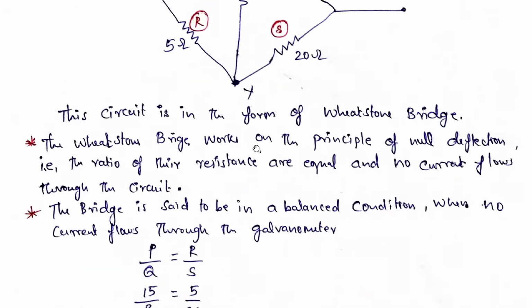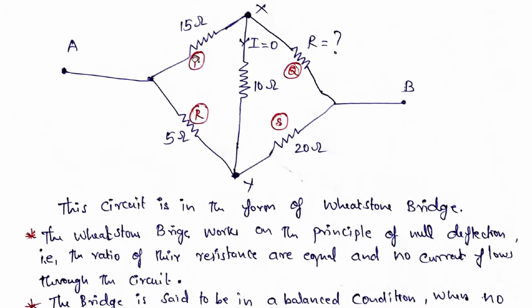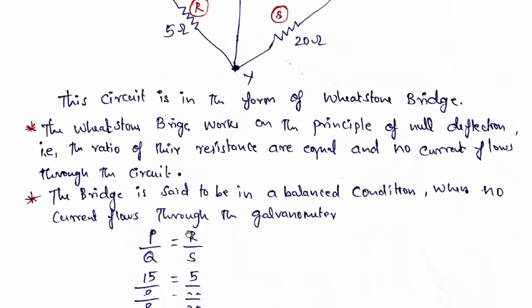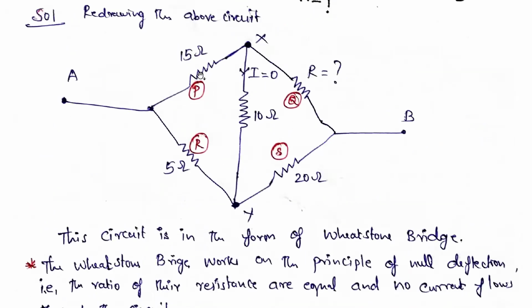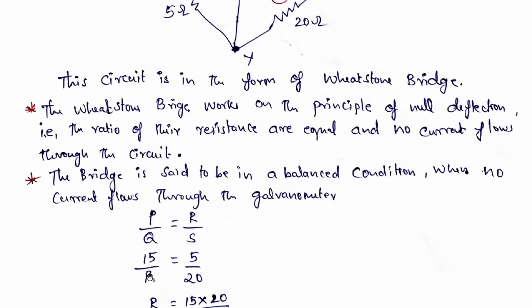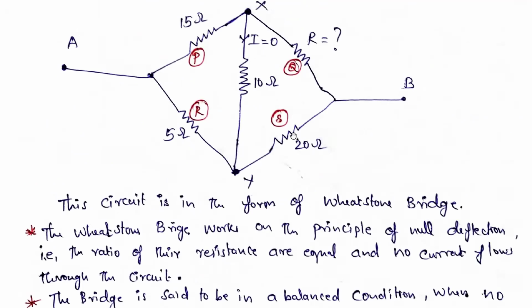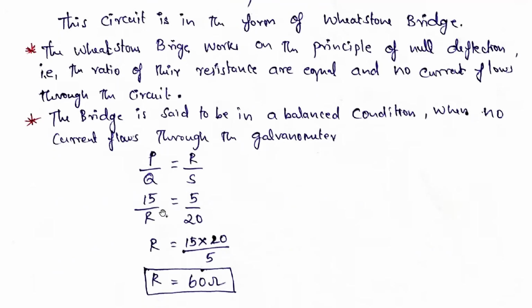Here the circuit is balanced, which means P divided by Q is equal to R divided by S. P is 15 ohms, Q is R ohms, R is 5 ohms, and S is 20 ohms. So 15 divided by R is equal to 5 divided by 20. Easily you can find out R. R is equal to 15 into 20 divided by 5, that is equal to 60 ohms.